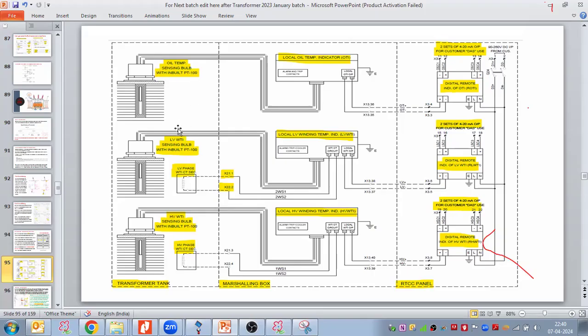So oil temperature, LV winding sensing bulb with inbuilt PT100. PT100 is the model of the RTD. RTD stands for resistance temperature detector, for the temperature sensing, right?